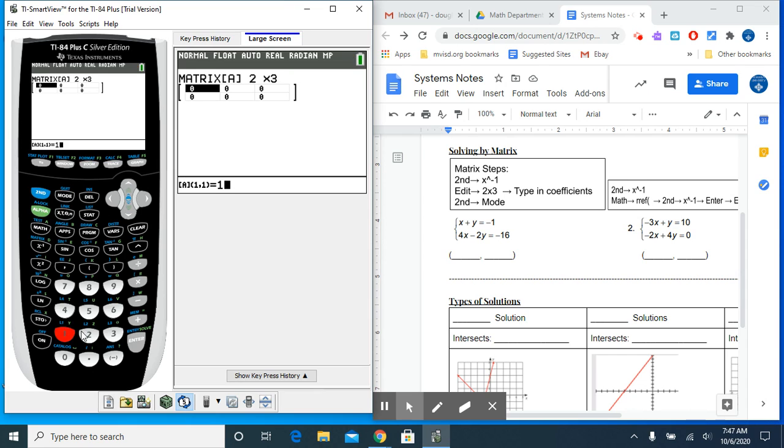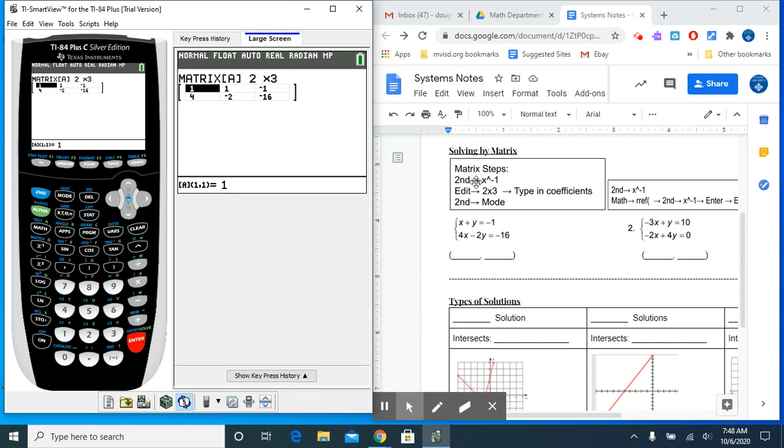So type in 1, enter, and then it jumps to the next one. That y is also a 1, and then it equals negative 1. And on the second row, I have a 4, a negative 2, keep the sign with it, and a negative 16. Once you've entered the data in there, so we've done the matrix.